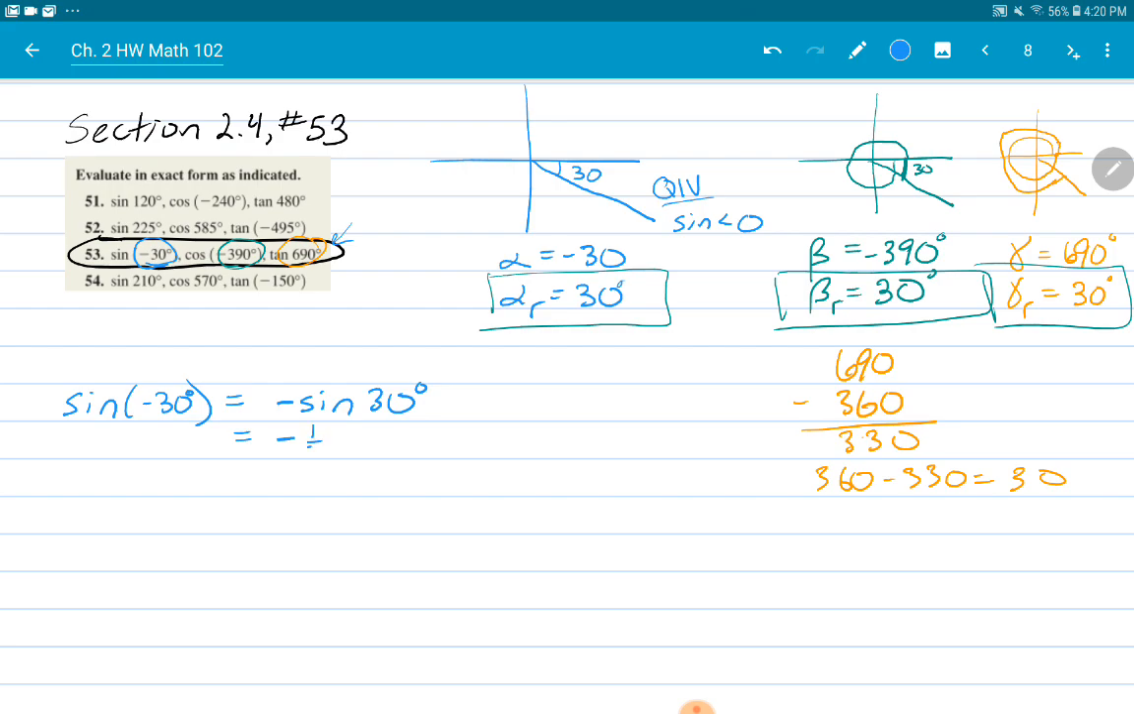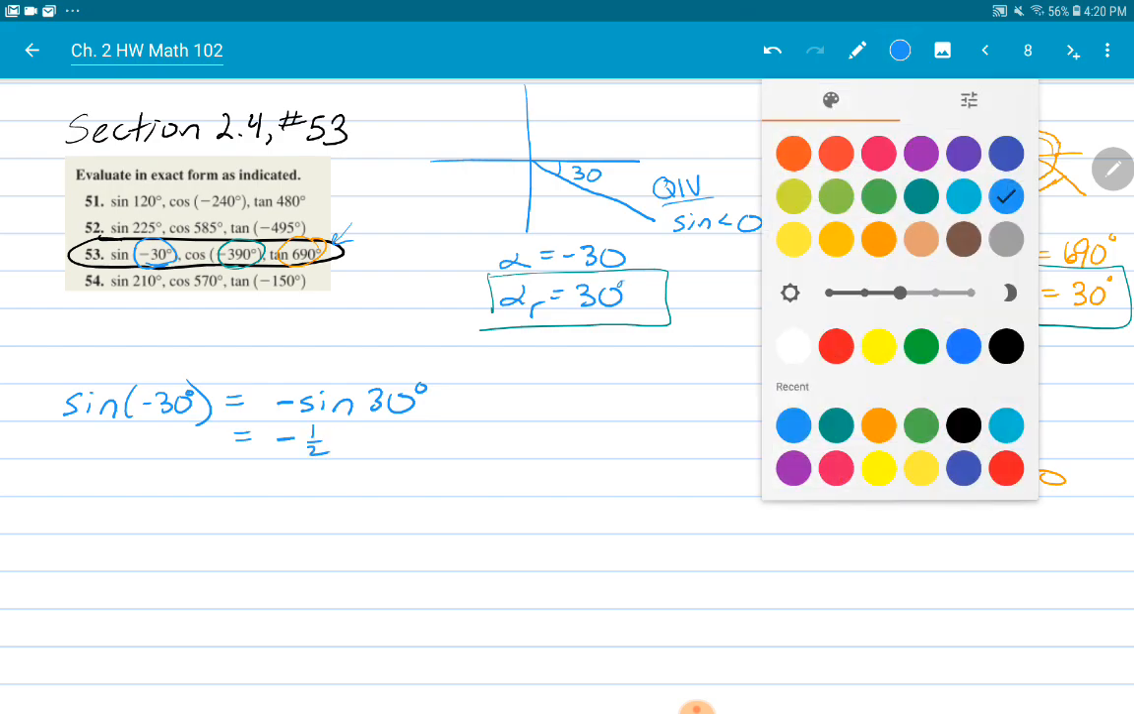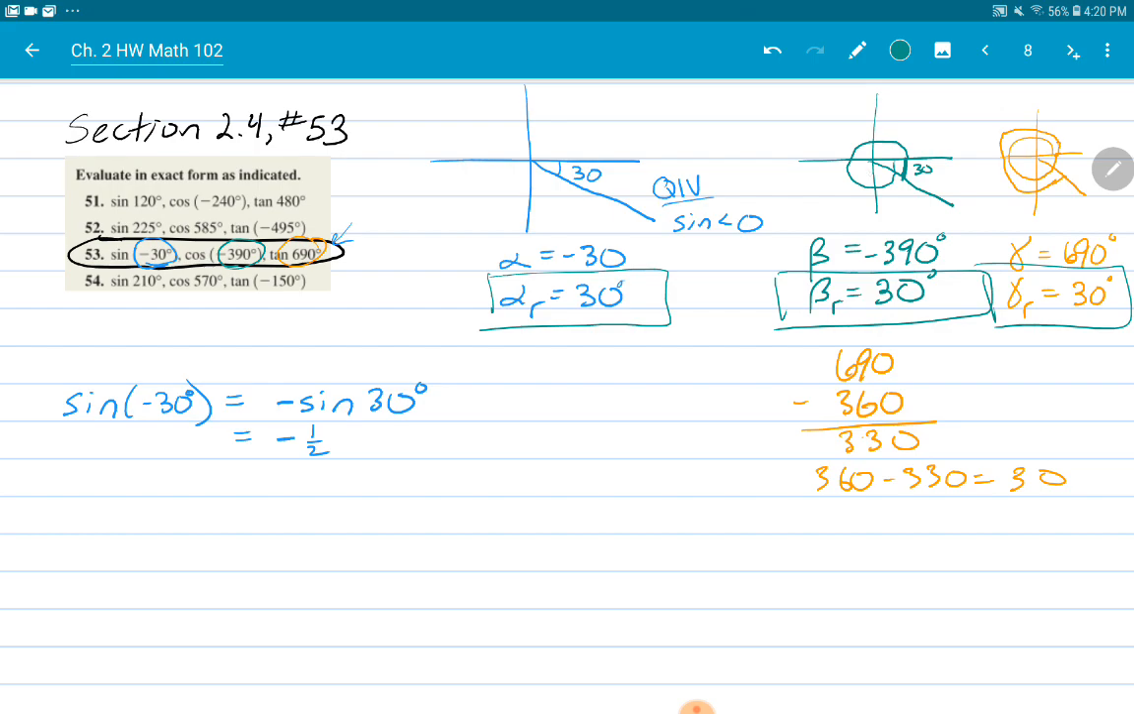1/2. Okay. And then the next one is the cosine of negative 390. The value is going to be equal to the cosine of 30 because that's the reference angle. And in that quadrant 4, cosine is positive. So it'll be positive. So that equals positive radical 3 over 2.